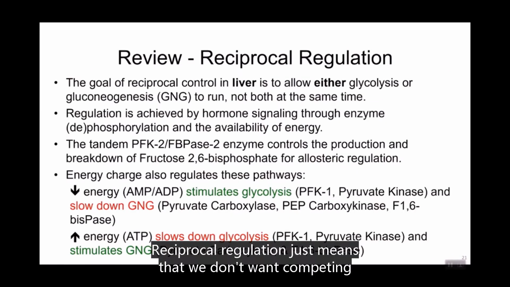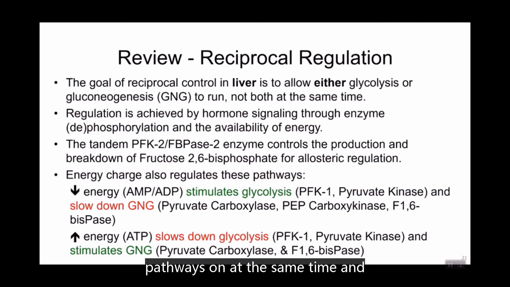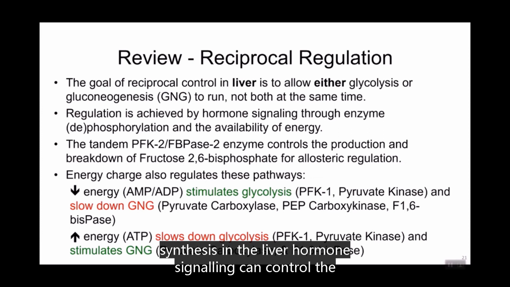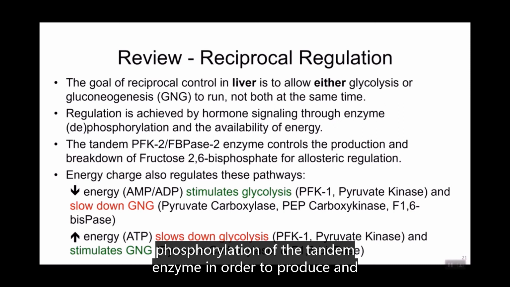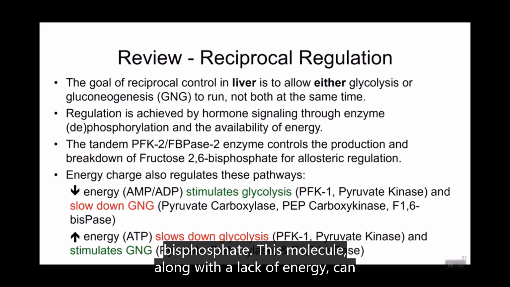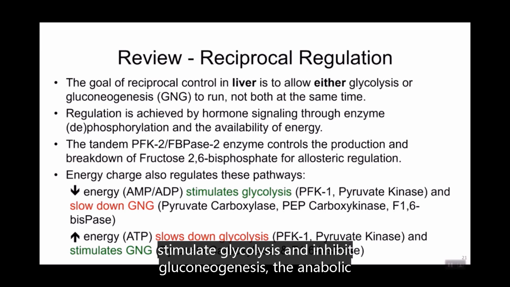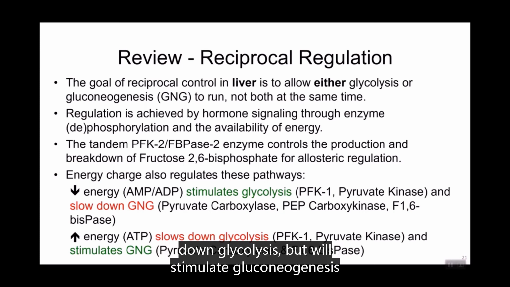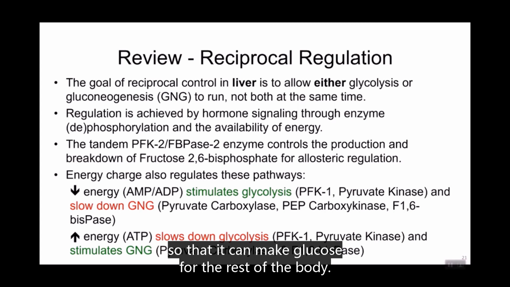Reciprocal regulation just means that we don't want competing pathways on at the same time. And we also saw this when it came to glycogen breakdown and synthesis. In the liver, hormone signaling can control the phosphorylation of the tandem enzyme in order to produce and break down fructose 2,6-bisphosphate. This molecule, along with a lack of energy, can stimulate glycolysis and inhibit gluconeogenesis, the anabolic pathway. When you have lots of energy, this can slow down glycolysis but will stimulate gluconeogenesis so that it can make glucose for the rest of the body.